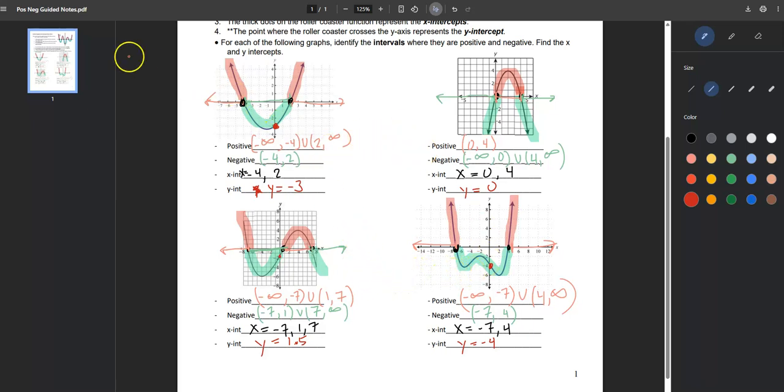So, all right. Be careful with that. Remember the definitions. Above is positive, below is negative, and then on is an x-intercept. And then you just got to look and see where it crosses the y-axis for the y-intercept.